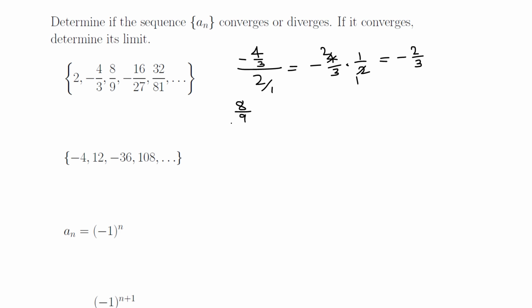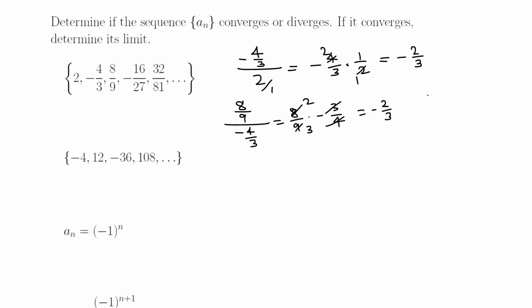Third, 8 over 9, divided by second, negative 4/3. 8 over 9 times flip, negative 3/4. 4 goes twice, 3 goes 3 times, negative 1. So negative 2/3. Okay, so this is a geometric sequence with common ratio negative 2/3.